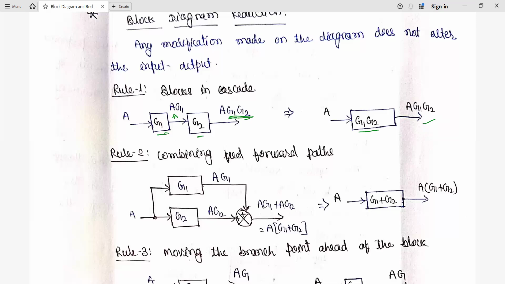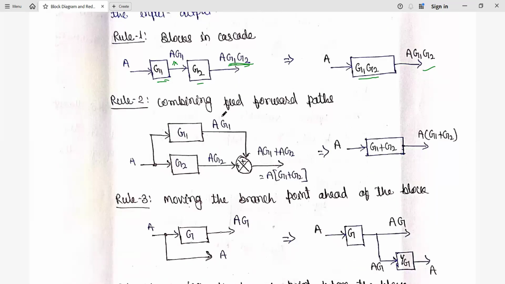It is unaltered here. The second rule is about combining the feed forward paths, when two paths are in the same direction. The first one was about cascading; now the second one is about feed forward. Here you see that transfer function G1 is going in the forward direction, and transfer function G2 is also going in the forward direction for the same input. So these two can be added finally.